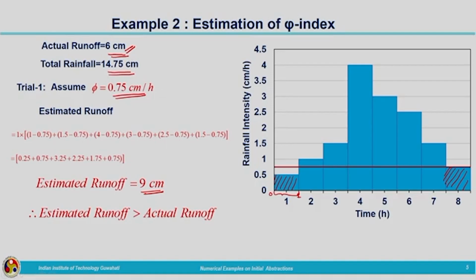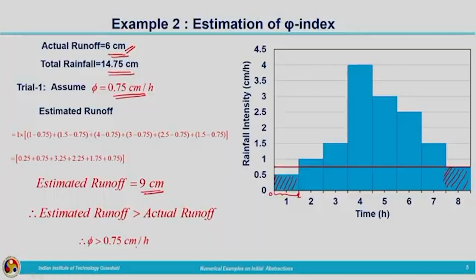So, we can understand that the assumed phi index value, that is the constant rate of abstraction, assumed as 0.75 centimeters per hour, is producing a runoff depth of 9 centimeters, which is more than the actual runoff. So, the abstraction taking place is less. That value needs to be increased from the initial guess. Therefore, phi should be greater than 0.75 centimeters per hour.